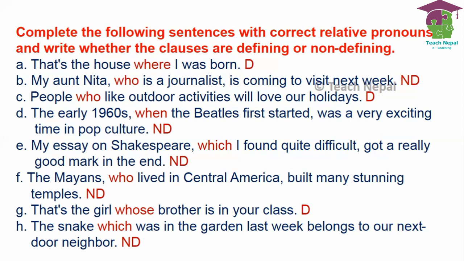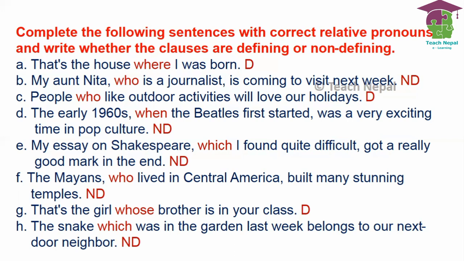In this way, number D, non-defining, because that is the use of comma to separate extra information. Number E, that is again comma to separate extra information. This is what we call non-defining. Number F, also non-defining. Number G, this is defining. Number H, this is non-defining. Right? So there is comma missing there. The snake, comma, which was in the garden last week, comma, belongs to our next door neighbor. This way we have to do these things.